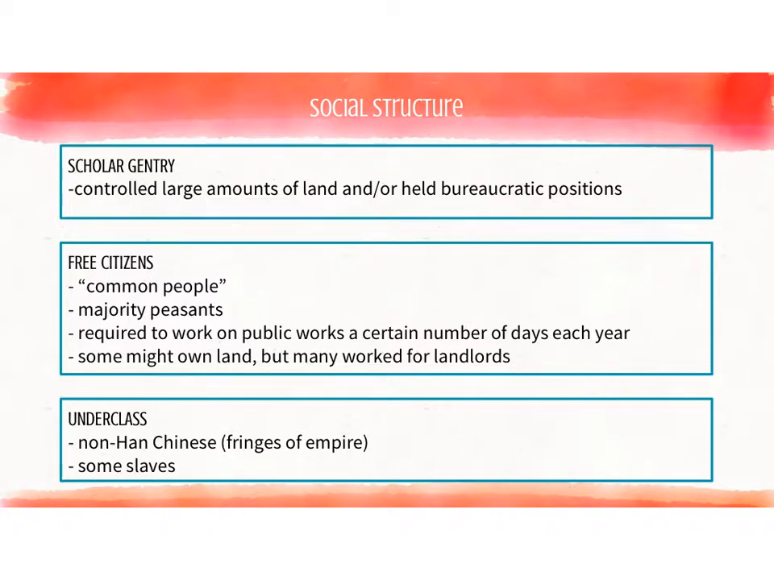Underneath the scholar gentry, you have the free citizens or the common people. The majority of this group is made up of peasants. If you belong to this group, you're required to work on public works, like construction projects, for example, for a certain number of days each year. And though some of this group of people might own their own land, the majority of them are going to be peasants who are working for someone that's part of the scholar gentry, that's part of that aristocracy. So they work for a landlord, essentially.